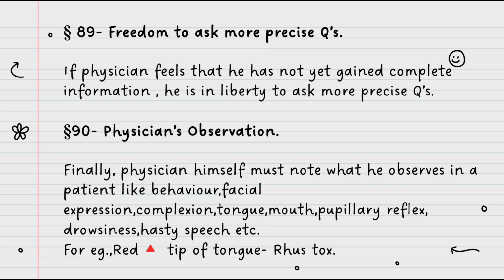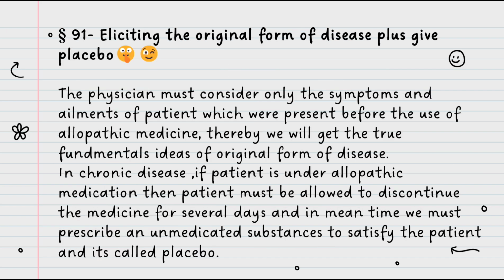And for example, red triangle tip of tongue for Nux vomica. This can lead to prejudice, but I just gave an example for understanding what is physician's observation. Okay. Then 91, eliciting the original form of disease plus give a placebo.